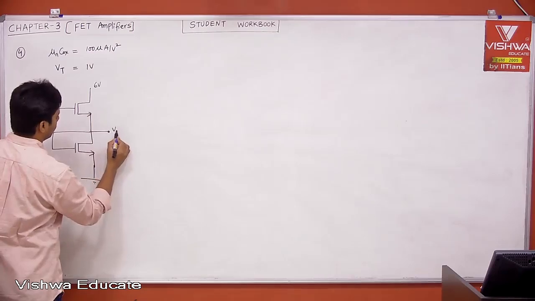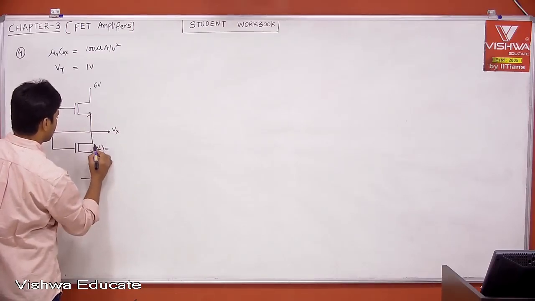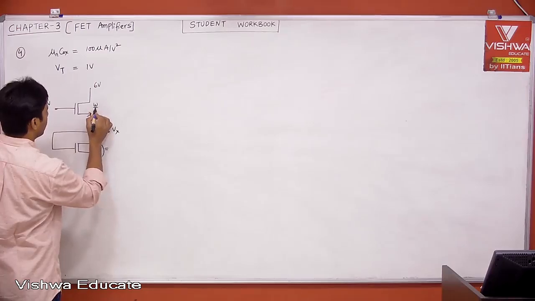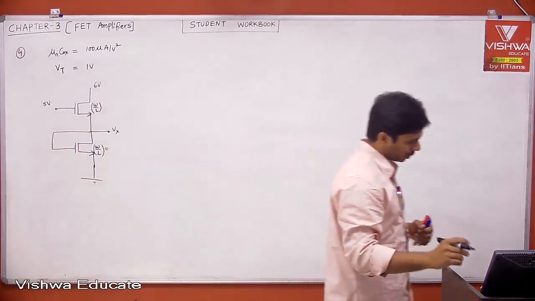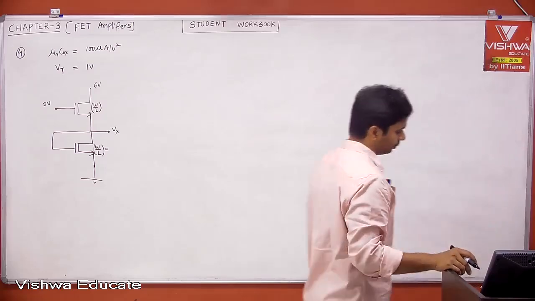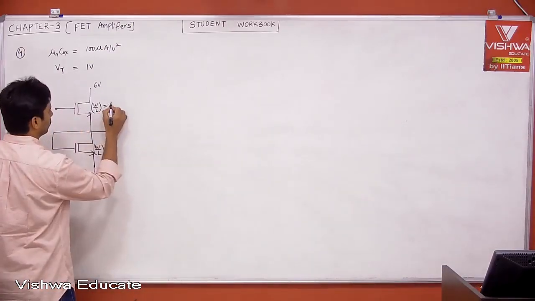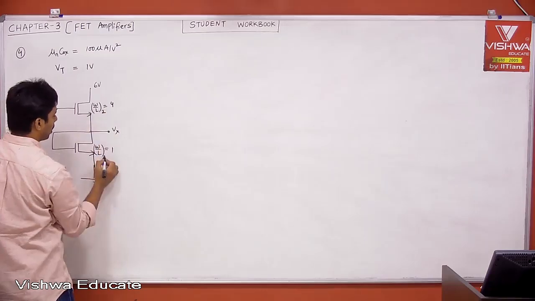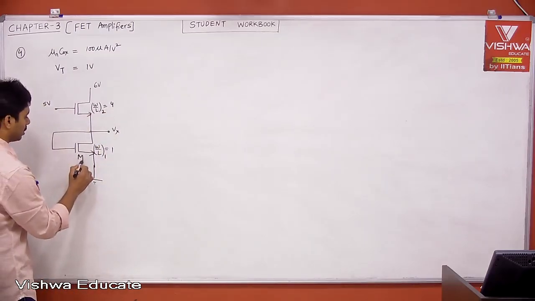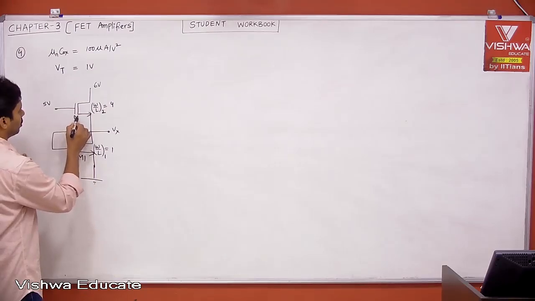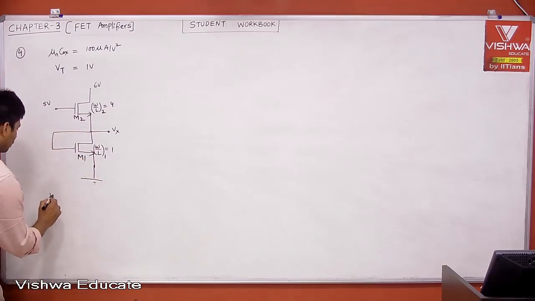Now asking for Vx. Here what is the W by L? W by L is given. Here also W by L is given for this MOSFET. Therefore 1 and 4. Let me write 2 and then W by L of 1. This is, let us say, MOSFET 1, M1, and this is MOSFET 2, M2, right? Asking for Vx. Therefore what is Vx?